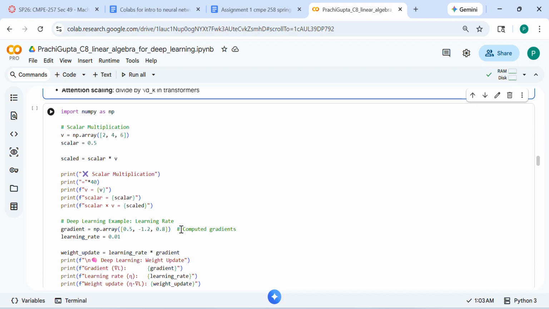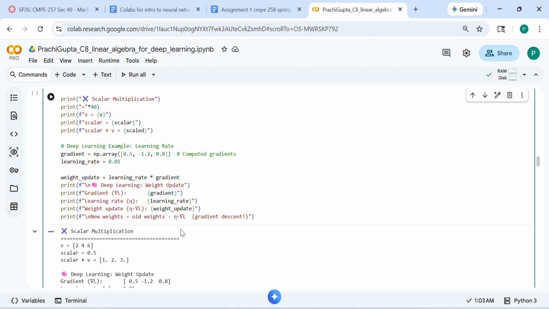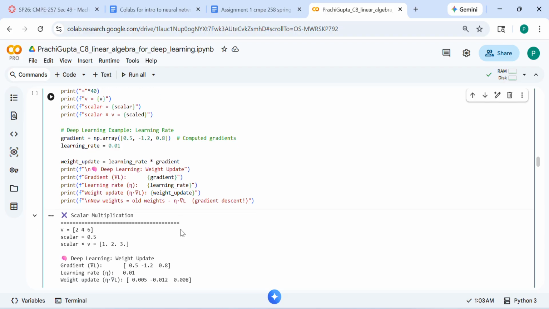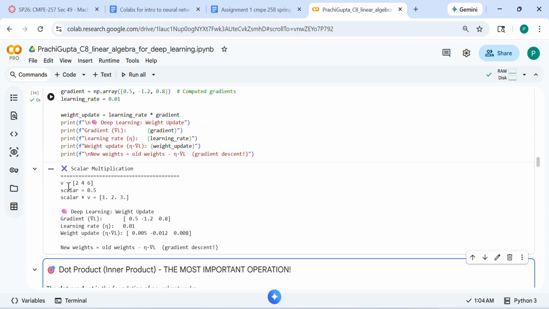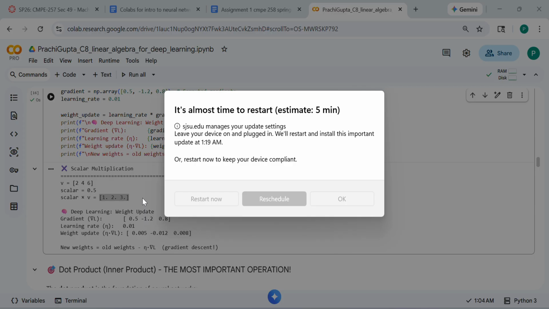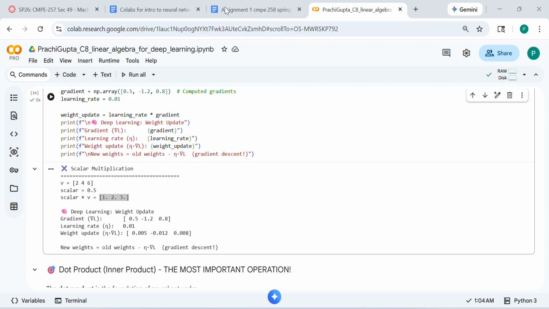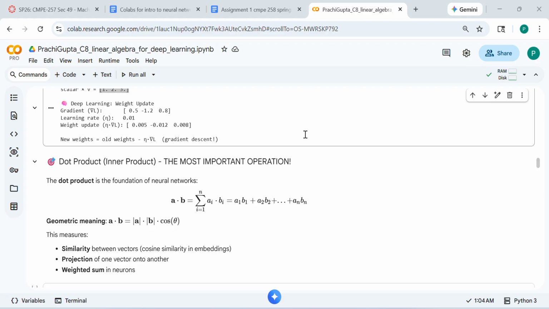Moving towards scalar multiplication. Scalar multiplication is our primary tool for optimization during gradient descent. We multiply our gradients by a small scalar, the learning rate, to make precise, controlled adjustments to our weights. So let me just run it. We can see the vector and the scalar. If we multiply 0.5 with all this, our output turns like this. So this is how multiplication works.